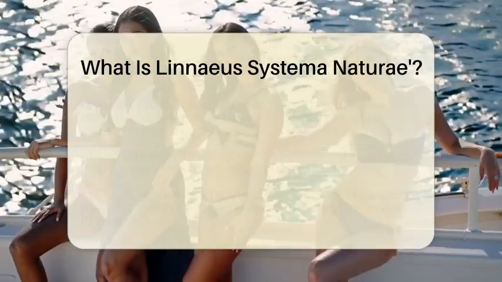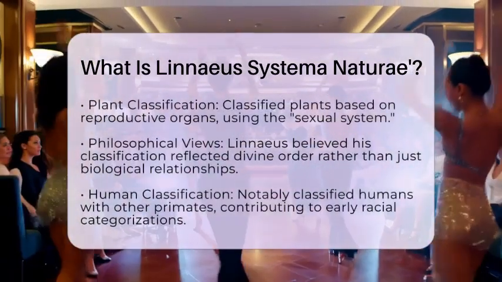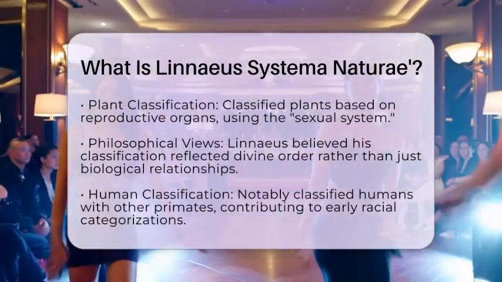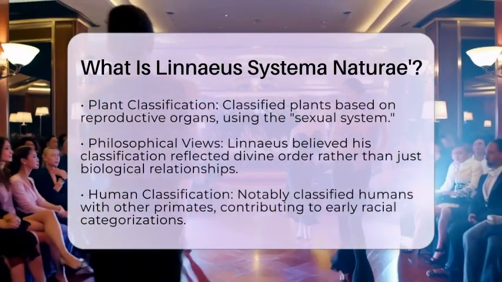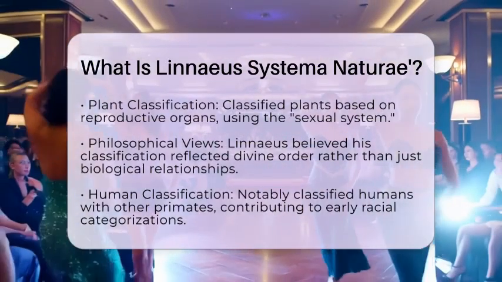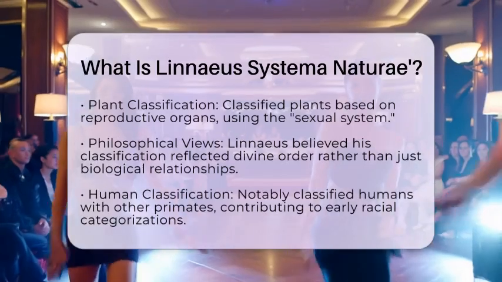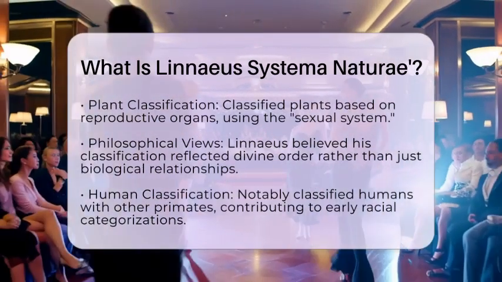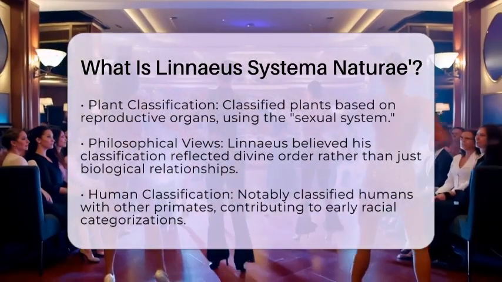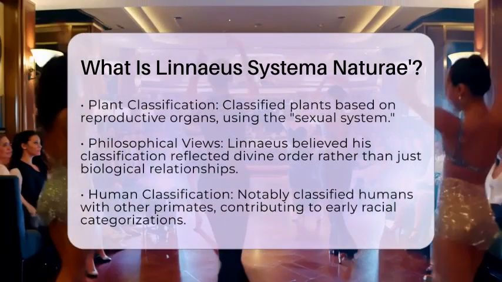Linnaeus classified plants based on their reproductive organs, specifically the number and arrangement of stamens and pistils. He called this method the sexual system. While this approach was practical and widely adopted, Linnaeus himself thought it was somewhat artificial. He believed that the natural world reflected the order imposed by a divine creator rather than purely biological relationships.